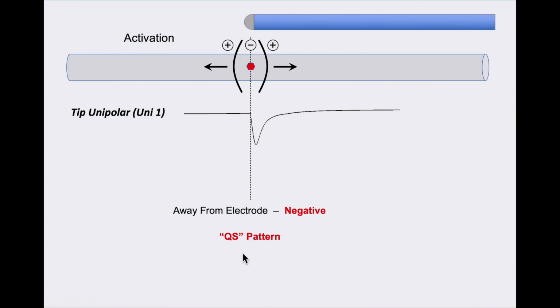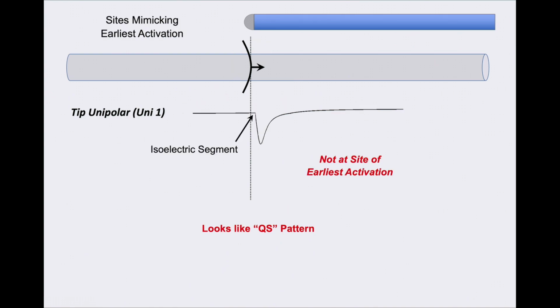In every map I have ever made, there's always at least one place, usually only one place, where I can see a perfect QS electrogram that is not at the site of earliest atrial activation. In other words, there's a little isoelectric interval before the downstroke. Because this occurs, we actually use 3 criteria to pick the site of earliest atrial activation rather than just the unipolar morphology. The unipolar morphology is the 3rd criterion.